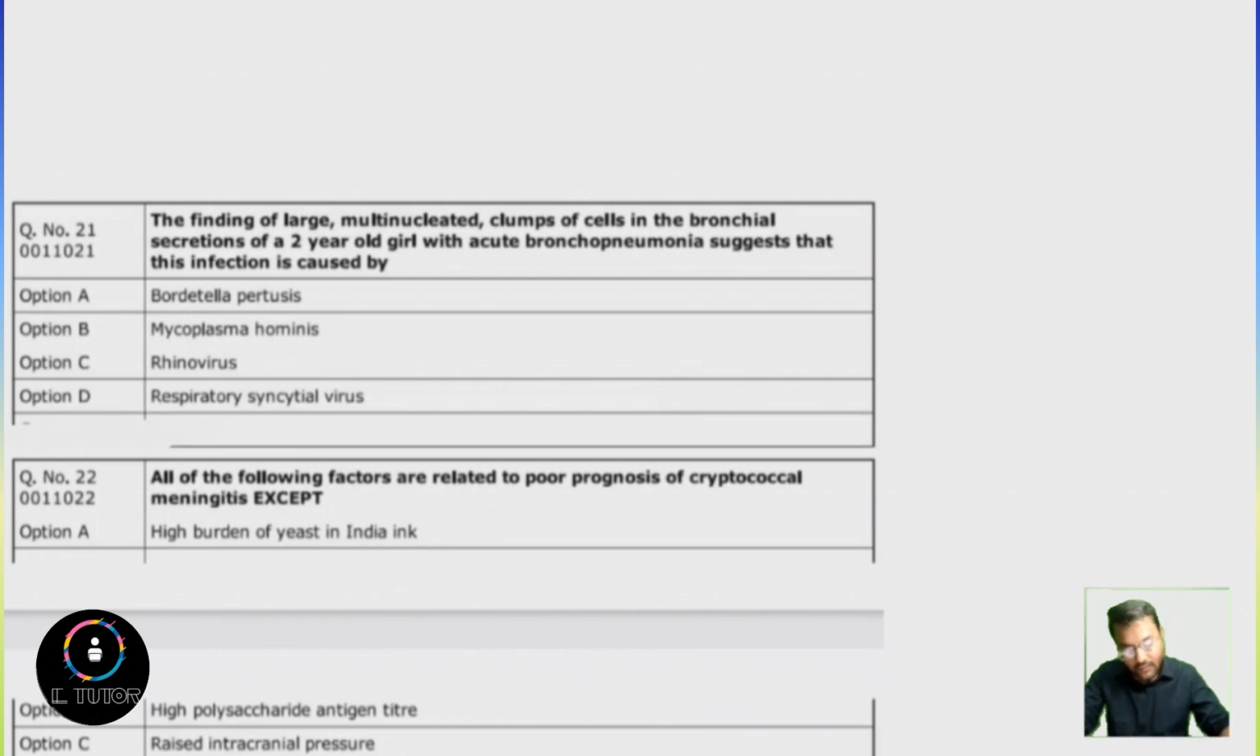The finding of large multinucleated clumps of cells in a 2-year-old girl with acute bronchopneumonia suggests that. So here the answer will be respiratory syncytial virus, because respiratory infection in children is mainly caused by respiratory syncytial virus, and multinucleation is also seen in respiratory syncytial virus, and it is the most common cause of wheeze in children. So the answer here will be respiratory syncytial virus.